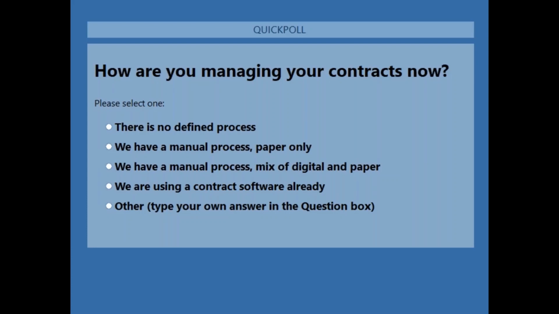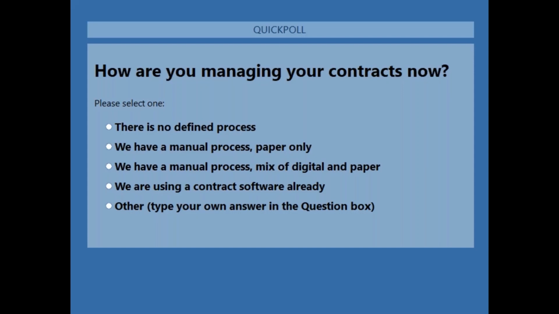There is no defined process. Maybe you haven't actually documented it. You've just been on autopilot, you're winging it. You do have a manual process and it's paper only. Or maybe it's a mix of digital and paper, but you feel like there should be a way to automate it, streamline it even more.